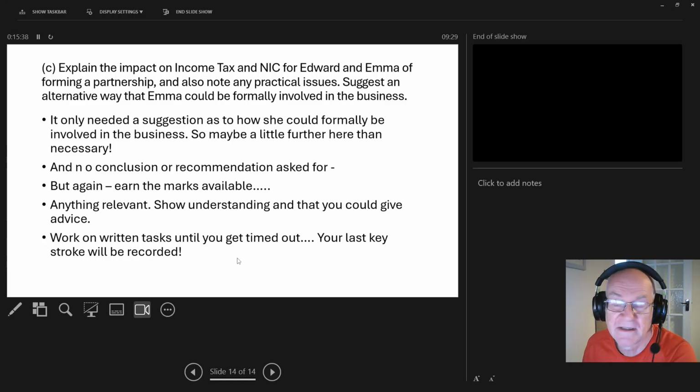Work on the written task in your exam until you get time. The last keystroke will be recorded. It won't suddenly make them disappear. So that's task 8 dealt with. Now for the slightly more technical but easier from a written point of view in terms of structure, task 9.